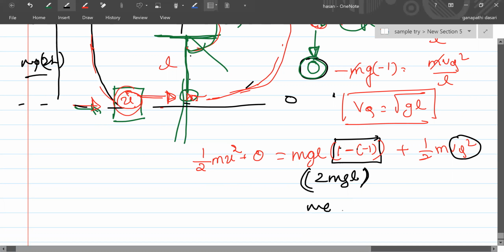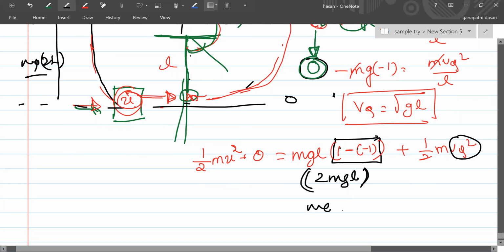This 2, if I send it to the right side, what will happen? u square is equal to 4GL plus GL, right? This 2 and this 2 will get cancelled. Are you getting? Root 5GL is the answer. That is the minimum velocity needed to complete the vertical circular motion: root 5GL. Are you getting?